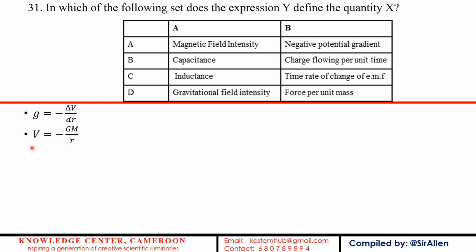So our potential at a particular point in a gravitational field, of course, is negative GM over r. G is the universal gravitational constant. M is the mass of the generating field, for instance, the Earth. r is the distance away from the center of the Earth.